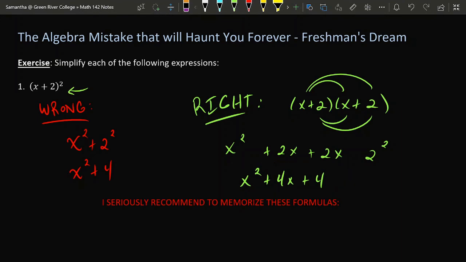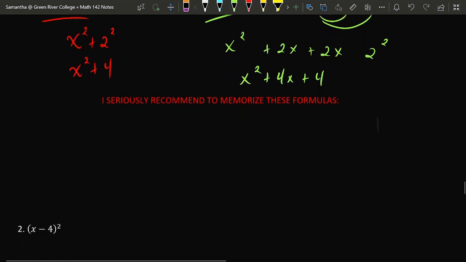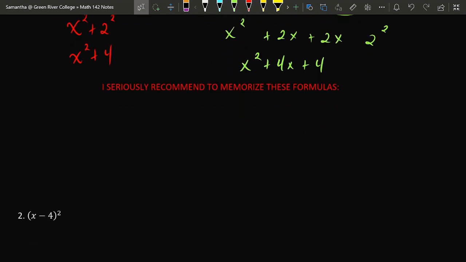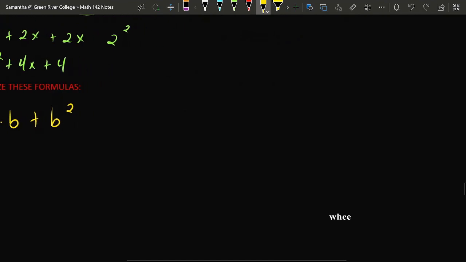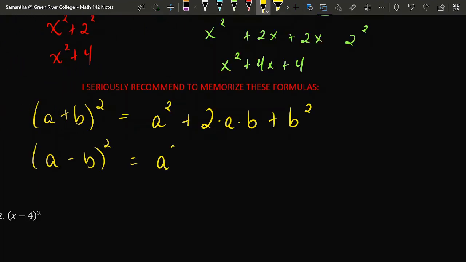This error is so common that I really recommend that you memorize the following 2 formulas. A plus b quantity squared. How do you simplify that? You simplify that by taking a squared plus 2 times a times b plus b squared. A minus b quantity squared. How do you simplify that? That's equal to a squared minus 2 times a times b plus b squared.